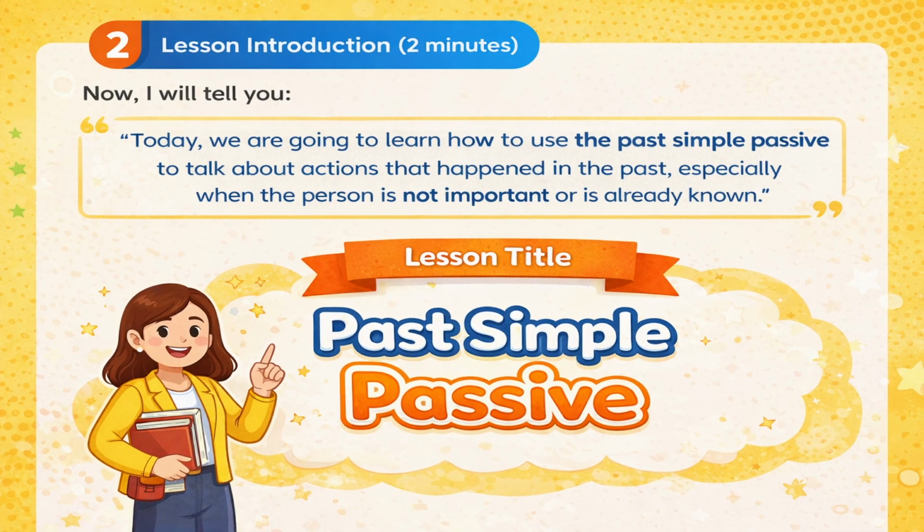Now, I will tell you. Today, we are going to learn how to use the past simple passive to talk about actions that happened in the past, especially when the person is not important or is already known. I will show you the lesson title. Past simple passive.